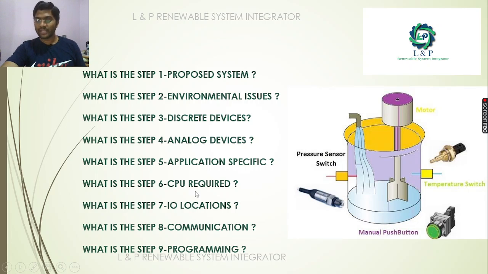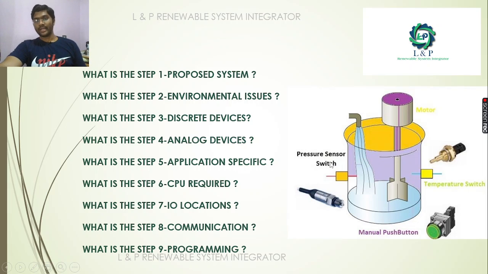So let us try to have an example here. See here, we have a pressure sensor, a manual push button, a temperature switch, and a motor. The motor is an output device, and this temperature switch will act as an input device, the pressure switch will act as an input device, and this manual push button is also an input device. So we have 3 digital inputs and 1 output. Based on these 3 devices, we are going to control this motor. So our program will cover 3 digital inputs and 1 digital output.